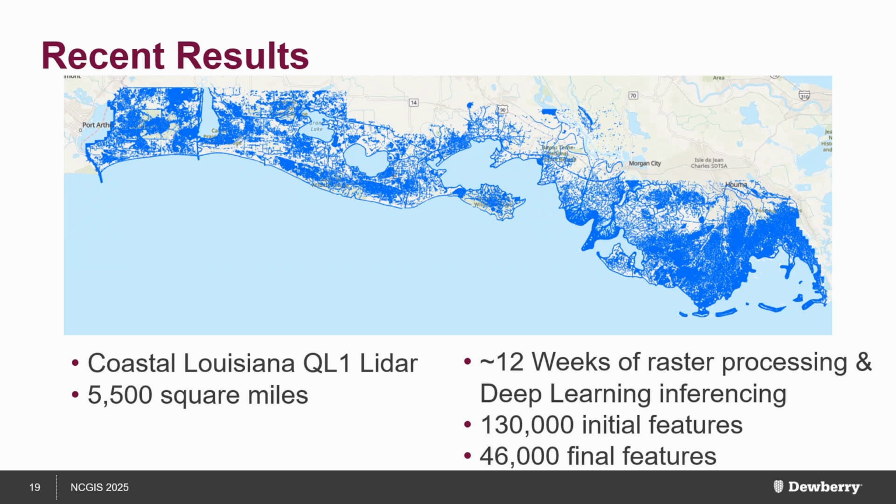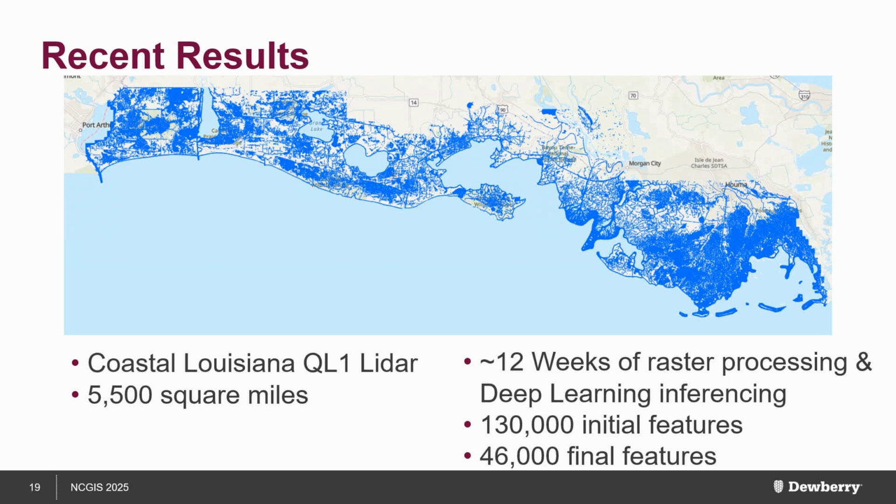And to illustrate within that same scope the processing time, we were able to do all of this coastal Louisiana project. It was 5,500 square miles. It took about 12 weeks for all of the raster processing and deep learning inferencing. And that produced such a large initial data set with 130,000 initial individual water bodies. And we used some filtering because this is a pixel classification model, so some of the classifications are incredibly tiny. So we're not filtering to that USGS spec of 2 acres. We're giving them more, and we're giving them more that is still accurate.